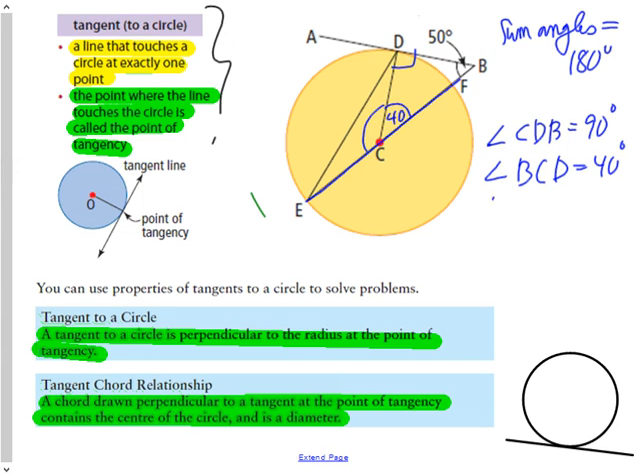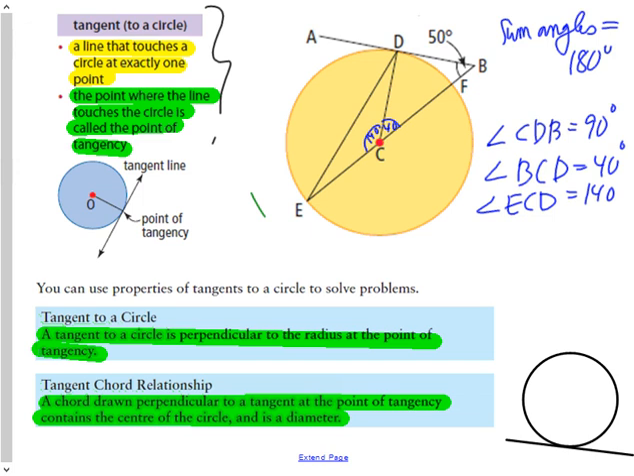So because that's true, angle ECD, this one right here, has to be the remainder of 180, which makes that angle 140 degrees. So that equals 140 degrees. I'm just going to put that in here. 140, 140. And this is 40. Okay?